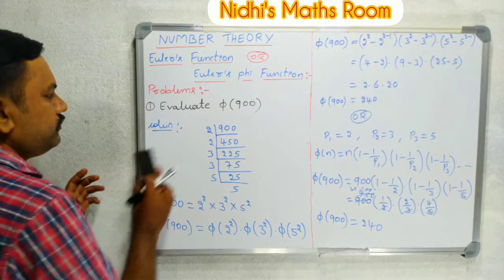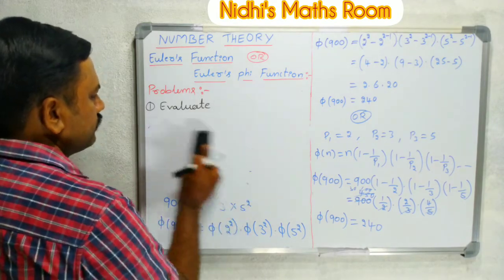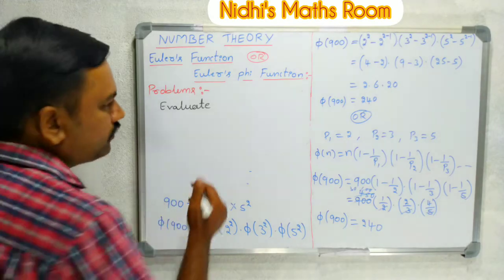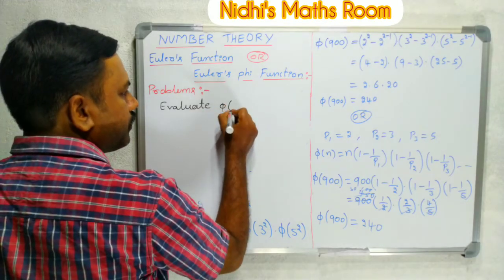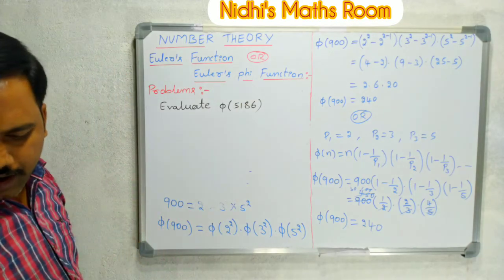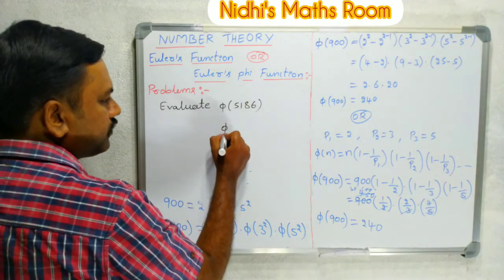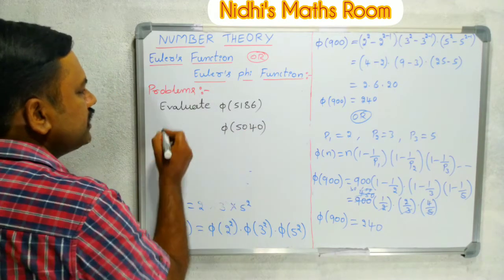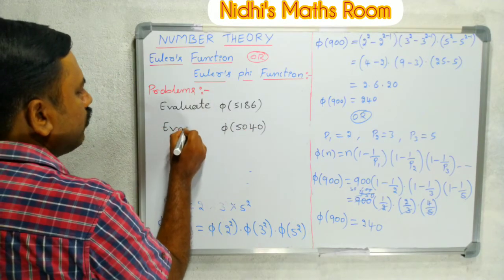Next further problems, evaluate phi of 5186 and phi of 5040. Take these two problems as homework.